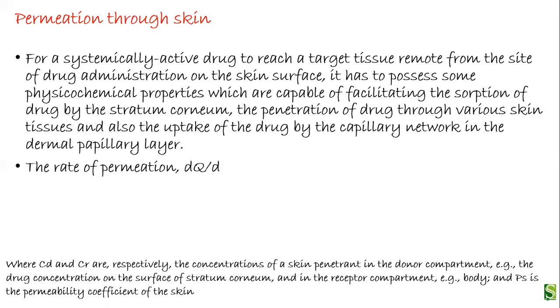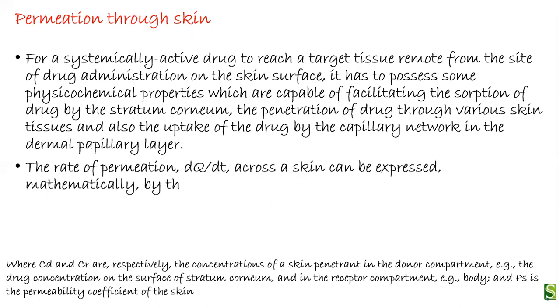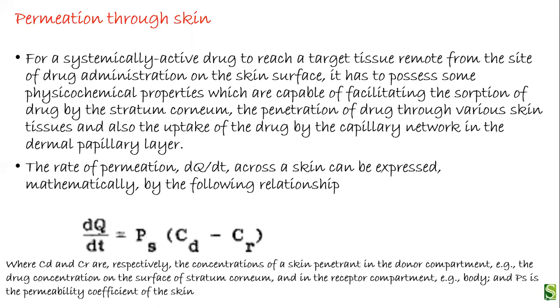So the rate of permeation, that is dq by dt, across the skin can be expressed mathematically by the relationship dq/dt = Ps (Cd − Cr). Here Cd and Cr are the concentrations of a skin penetrant in the donor compartment, that is the drug concentration at the surface of the stratum corneum, and in the receptor compartment. The body is the receptor here, and Ps is the permeability coefficient of the skin.